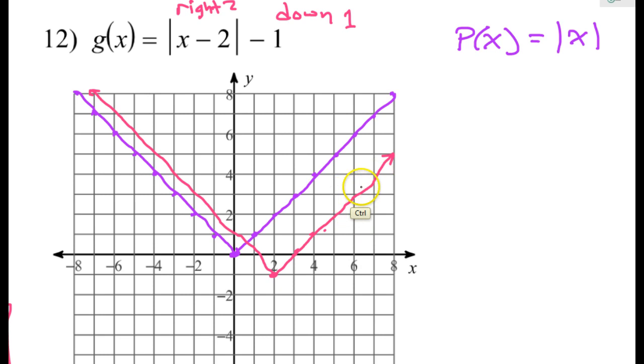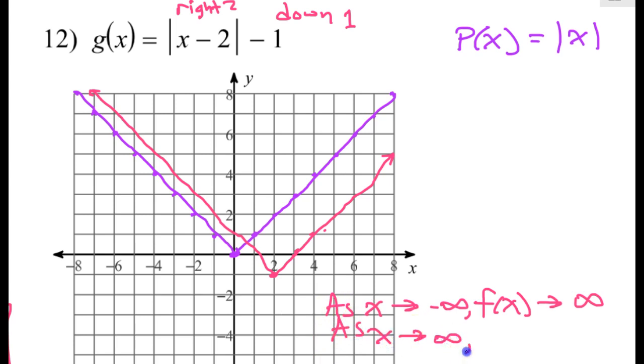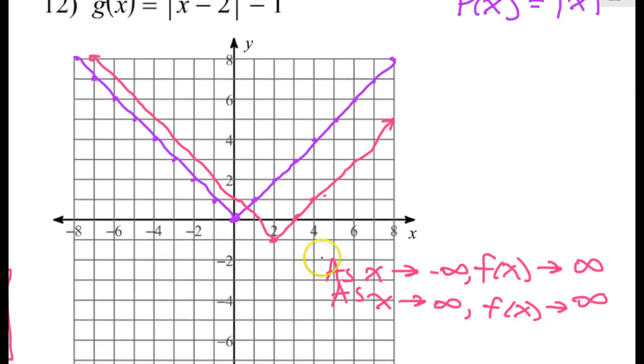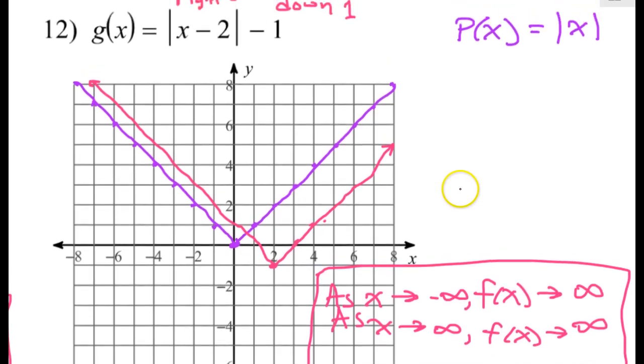Anyway, look at the pink as I do the end behavior. So let's start with the left. As x approaches -infinity, f of x approaches positive infinity. It's rising on the left. As x approaches positive infinity, f of x approaches positive infinity. It's rising on the right as well. So there is your end behavior. So that's it for problem number 12.